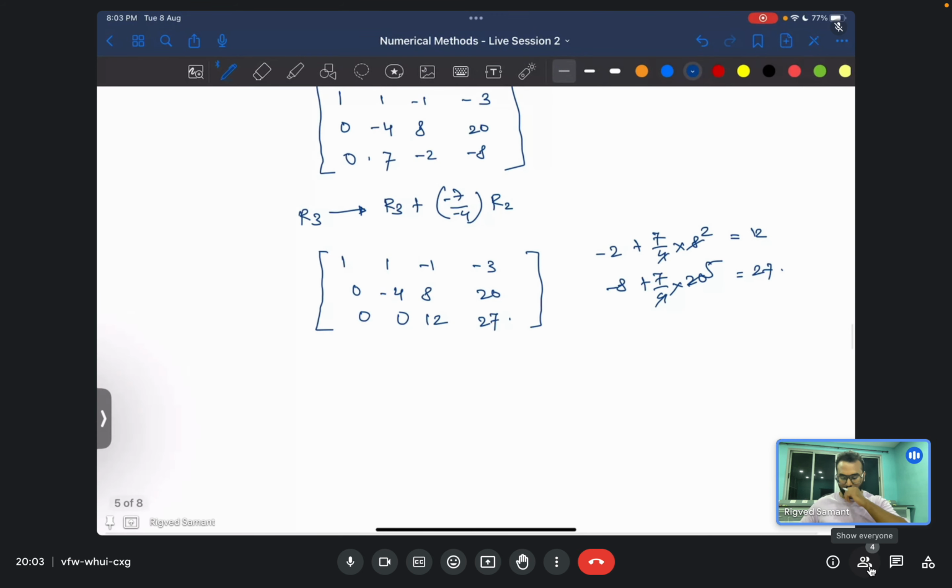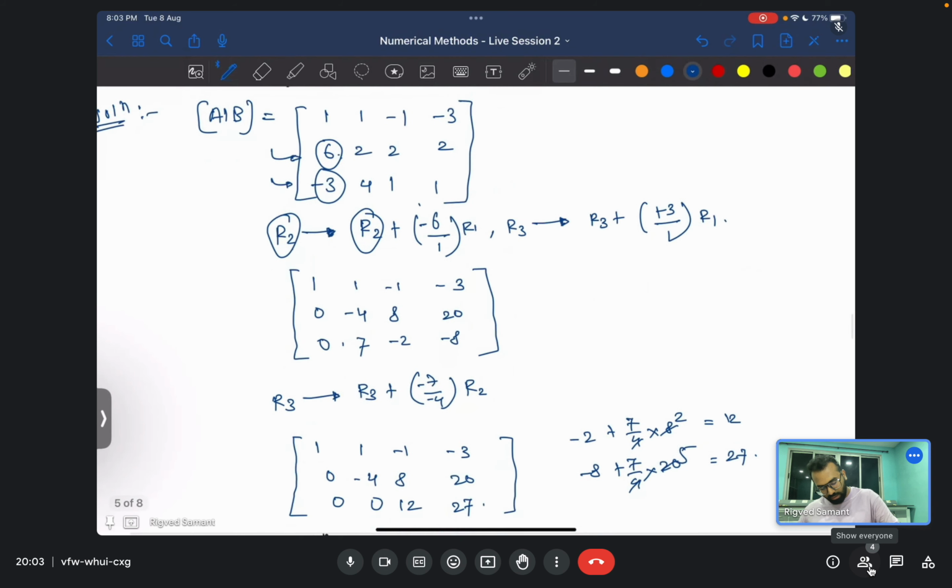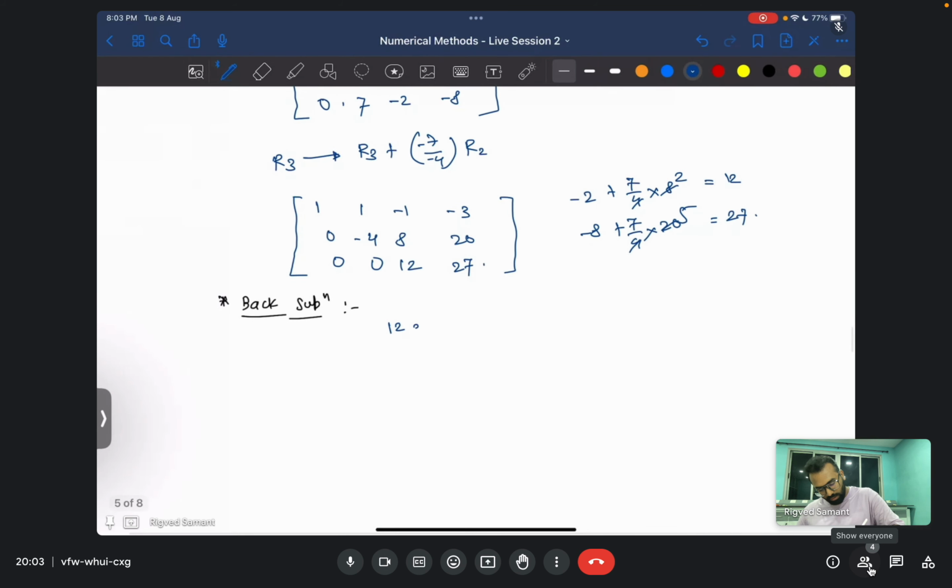Now you have reduced it to the upper triangular matrix, right? Now you can do back substitution. So 12 it is represent x1 next to x3, right? x1 next to x3. So x3 would be 27. Implies x3 would be 27 by 12, that is 2.25. Right?